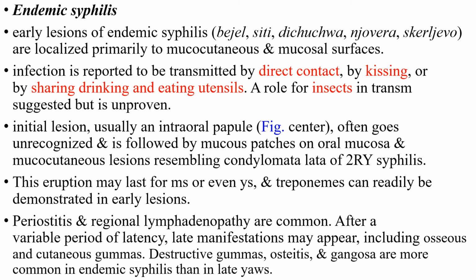Initial lesions are usually an intraoral papule, which often goes unrecognized and is followed by mucous patches on the oral mucosa. Mucocutaneous lesions resemble condylomata lata of secondary syphilis. This eruption may last for months or even years, and Treponema can readily be demonstrated in early lesions. Periostitis and regional lymphadenopathy are common. After a variable period of latency, late manifestations may appear, including osseous and cutaneous gummas, destructive gummatous osteitis, and gangosa, which are more common in endemic syphilis than in late yaws.